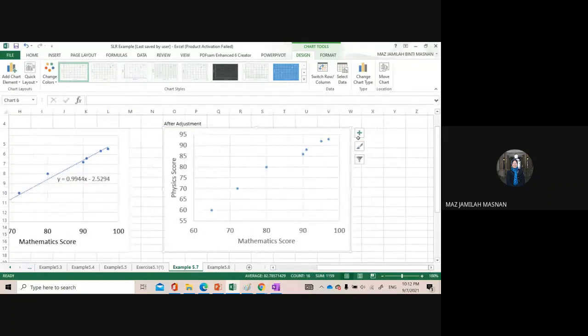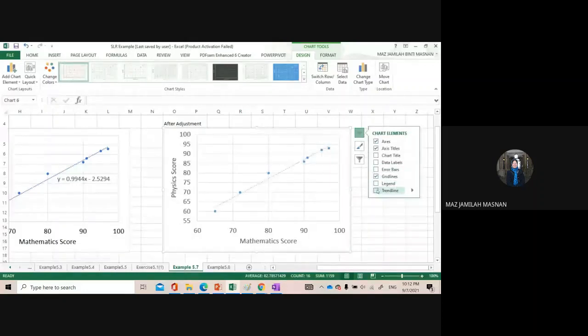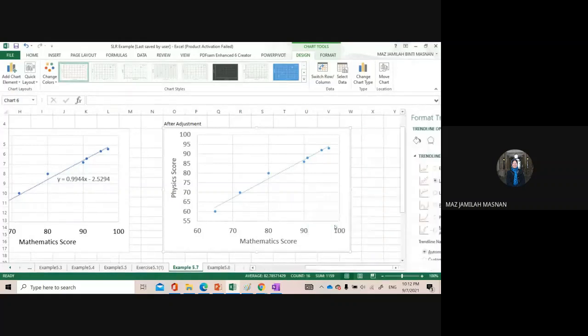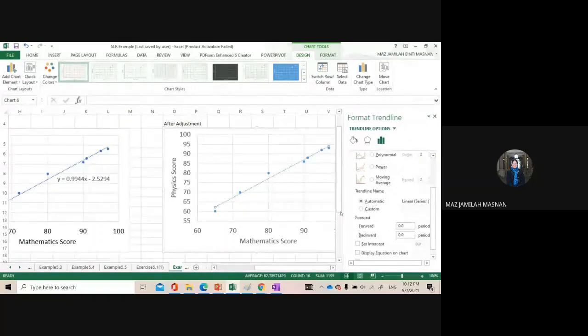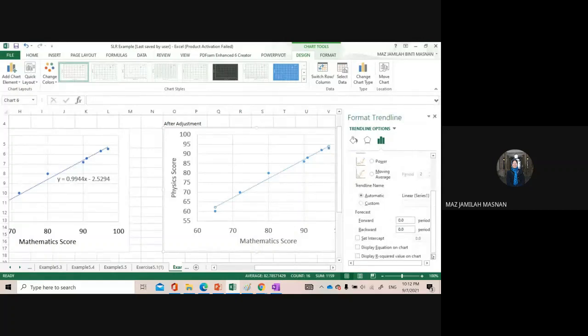Go to the plus sign here. You will get the trend line. Click the trend line, and then go to the arrow here, click, and then go to more options. You will be given this particular option. Now I have my trend line, but I need my equation to appear on the scatter plot. So I can choose display equation on chart.